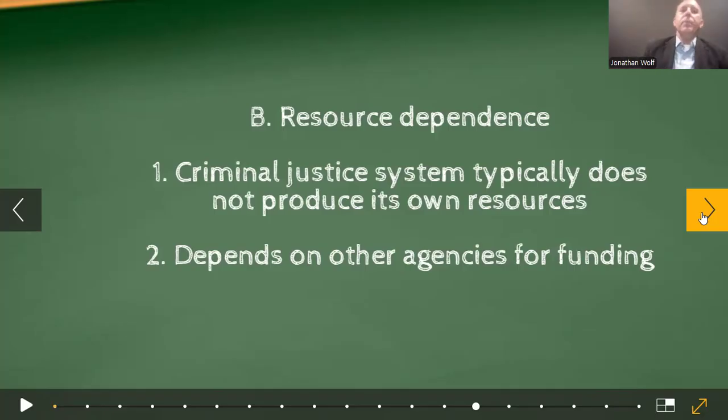So typically resource dependent, right? State police ask for funding every year. Their budget is billions of dollars. They're not producing their own resources. The Pennsylvania Game Commission does produce their own resources in the sense that they sell hunting licenses and things like that. So they do produce some of their own resources by selling hunting licenses, but most depend on other agencies for funding.